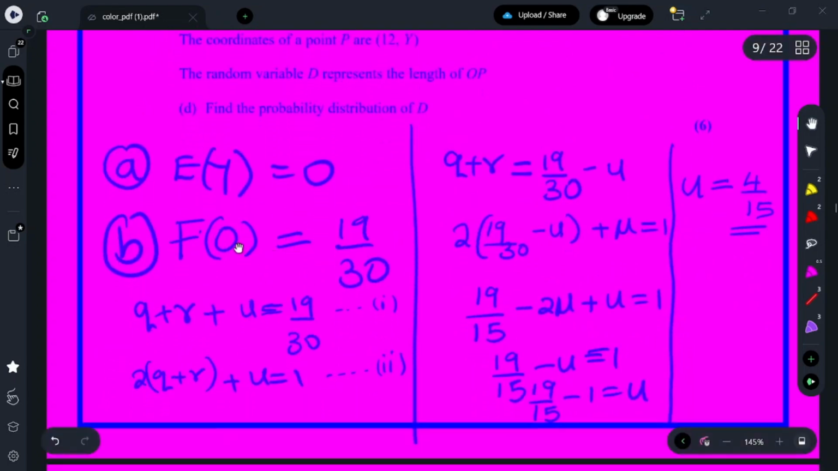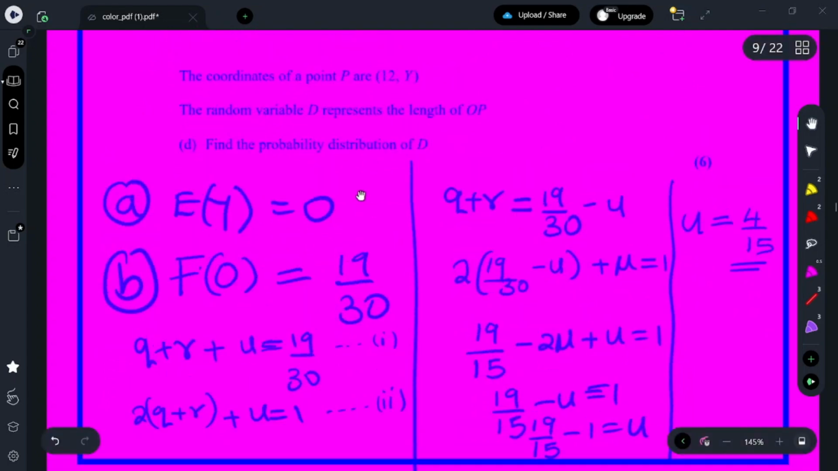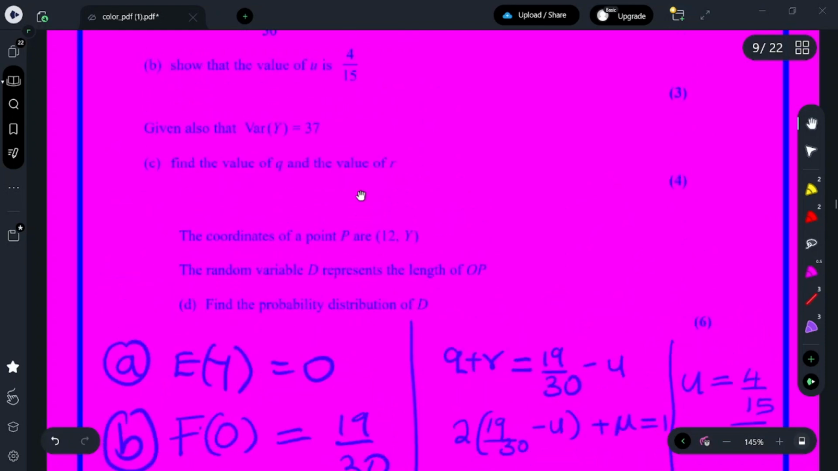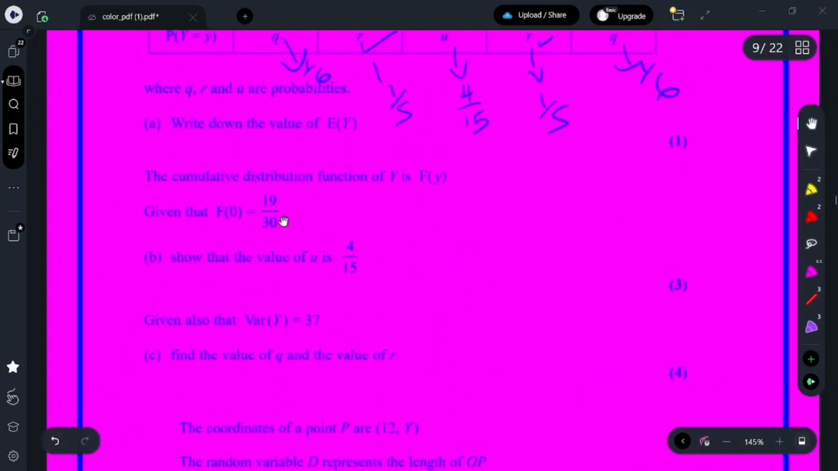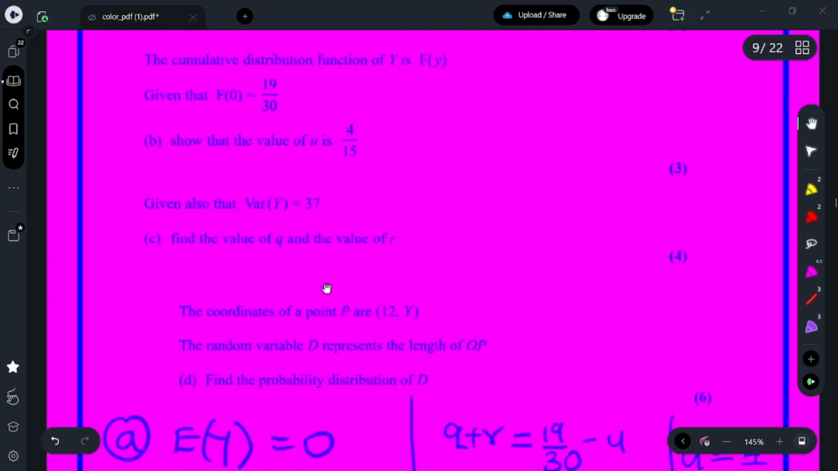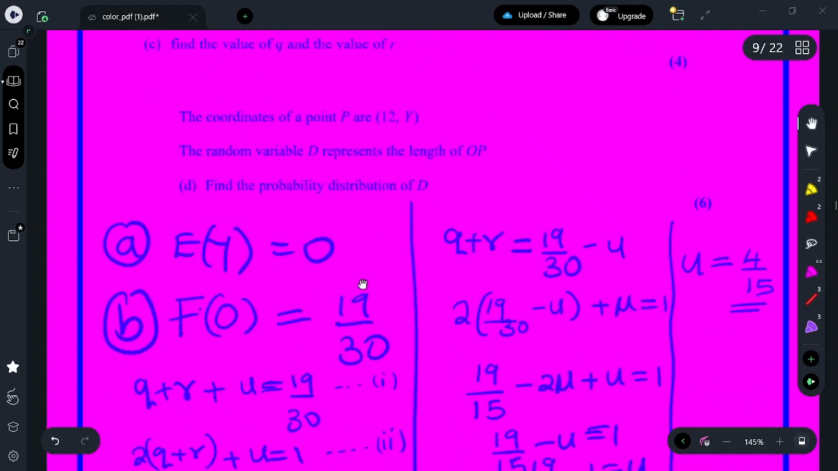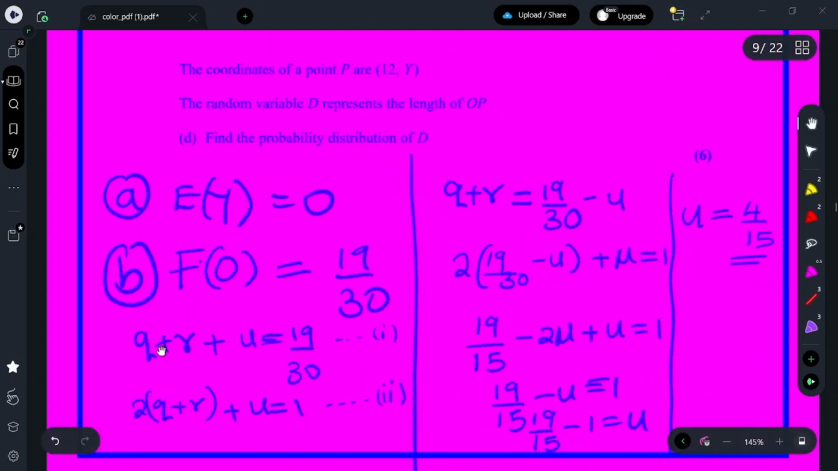So we know that F of 0 is 19 over 30, given. The cumulative distribution of y is F of y. Given that F of 0 is 19 out of 30, that means that when we add q plus r plus u, we should get 19 out of 30.